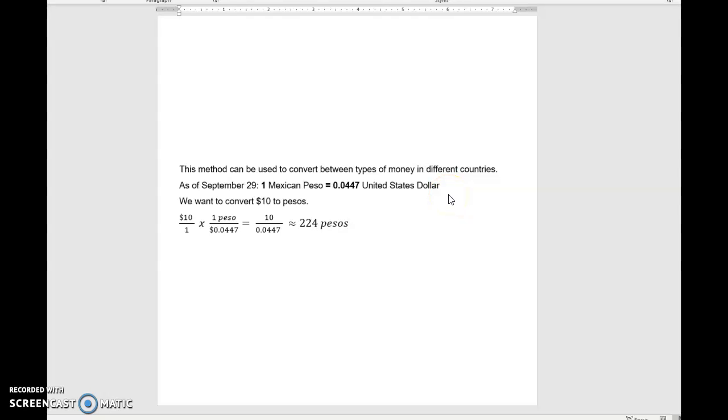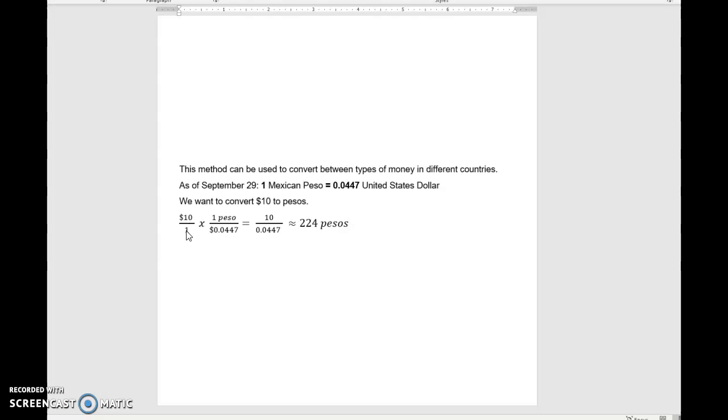Now you can use this same method to convert between different types of monies in different countries. One of your practice problems is converting from pesos to US dollars. So what I did was, as of September the 29th, this is my conversion factor, 1 Mexican peso is equal to 0.0447 US dollars. So if I want to convert $10 to pesos, say I was in a country that used pesos, probably Mexico, and something was priced, and I want to know how much $10 is in pesos.